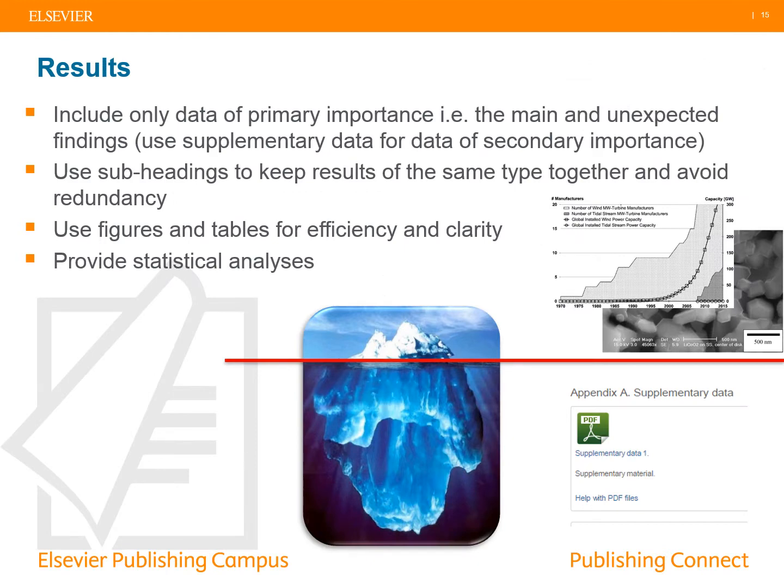When it comes to the results, make sure that you only present the most important findings. Don't put too many tables. Use subheadings to keep results of the same type together. Use figures and tables for efficiency and clarity. A picture can tell 1,000 stories, and a table can make the interpretation of statistical analysis clear.